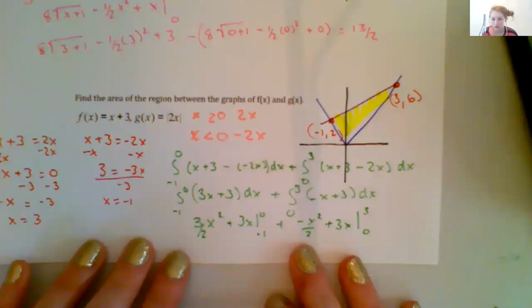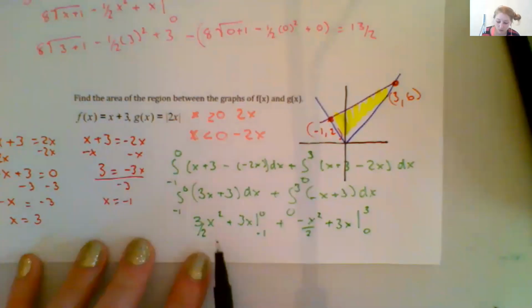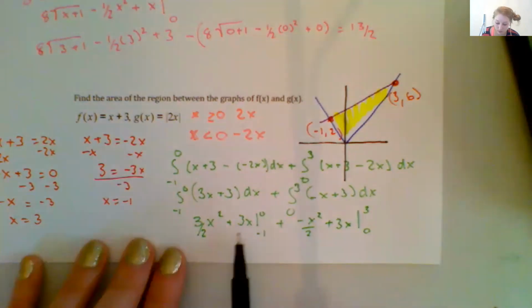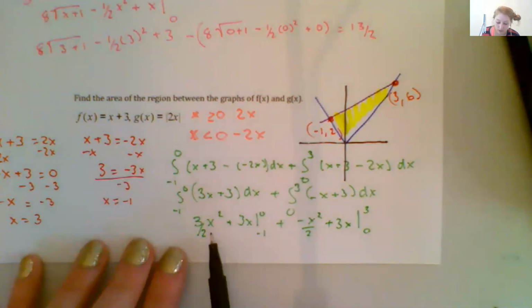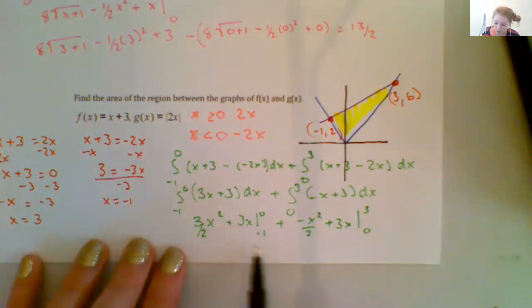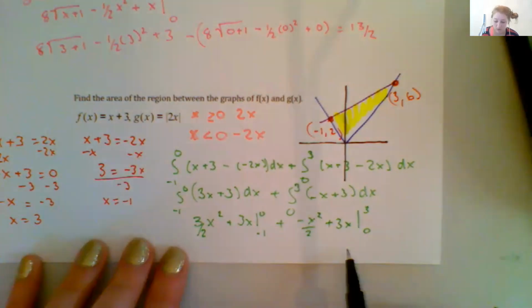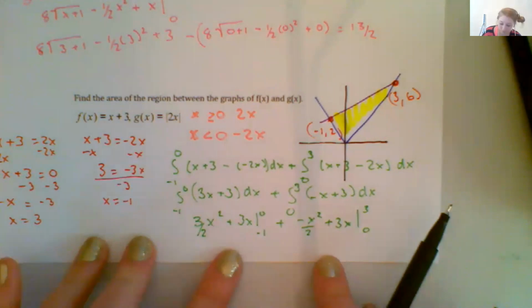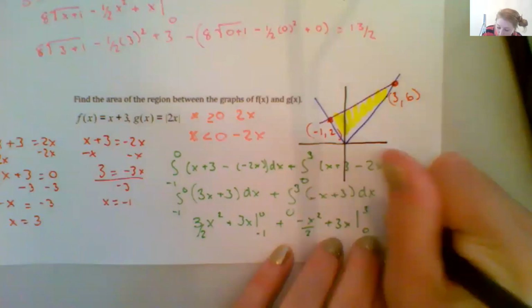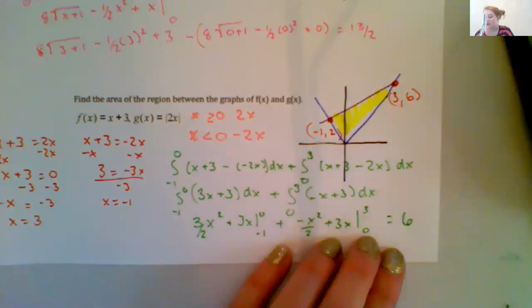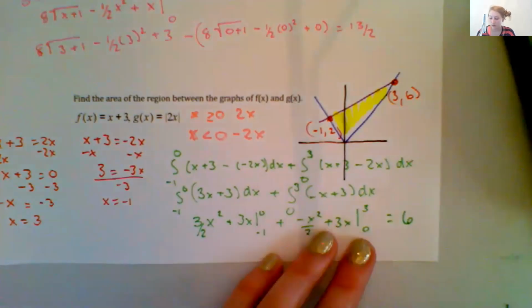Okay, so I'm kind of running out a little bit of room, but let me just walk you through what we're going to do. We're going to plug in 0, and then we're going to plug in -1, and we're going to subtract those two values. And then here we're going to plug in 3, and we're going to plug in 0, and we're going to subtract those two values, and then we're going to add the two together. Okay, so if you do that correctly, you will get 6. So go ahead and pause right now so that you can try that.